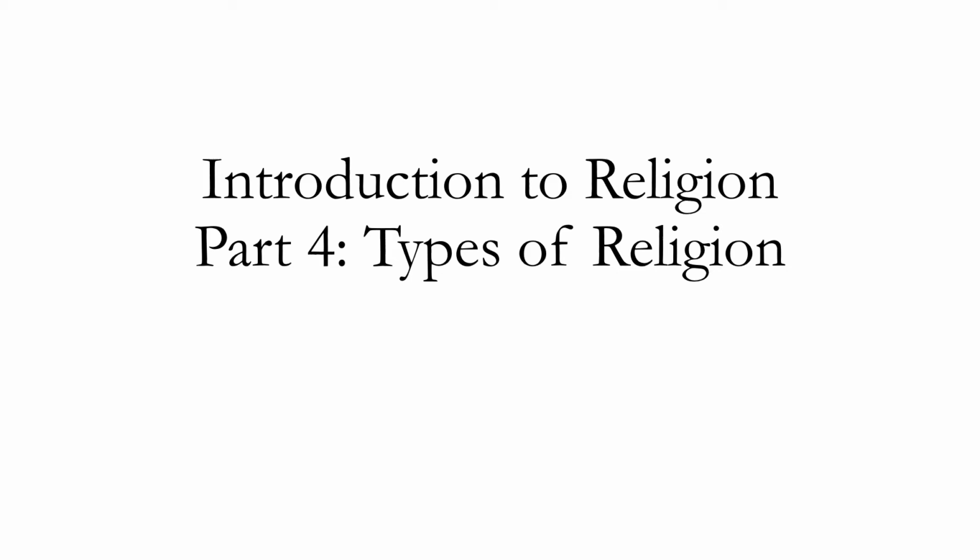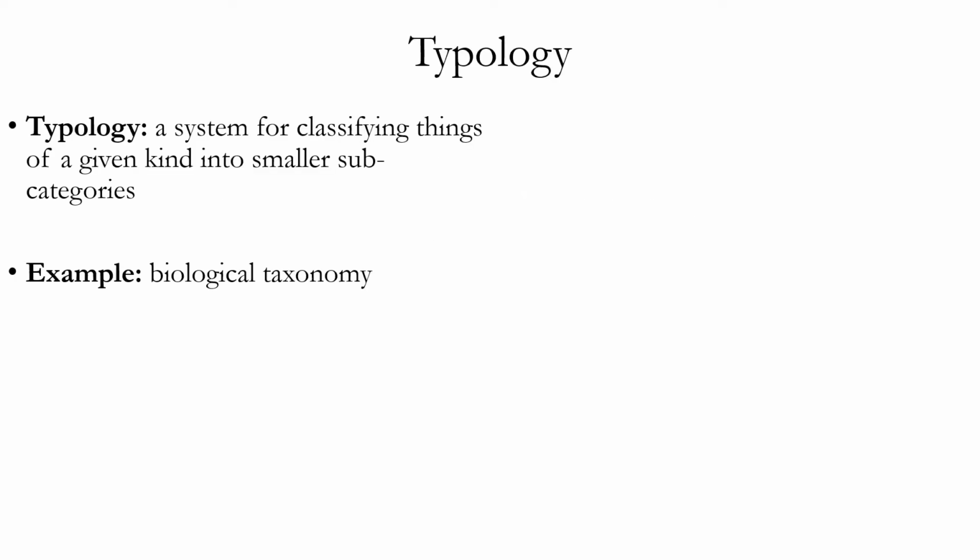Welcome back to Intro to Religion. In this video, we're going to look at the main types of religion. A typology is a system for classifying things of a given kind into smaller subcategories. An example is biological taxonomy, which classifies organisms into different species.